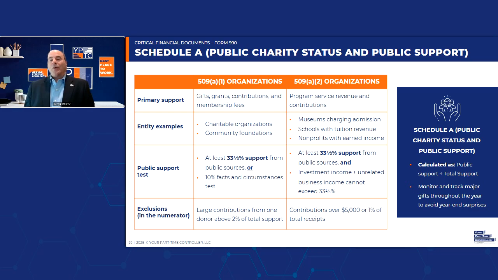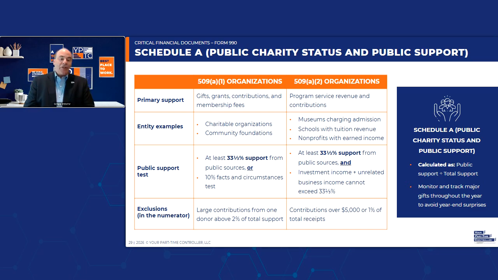Under our 501(c)(3) category from the IRS code, there is 509(a). There are (a)(1) organizations and (a)(2) organizations. For (a)(2) organizations, they have a higher level of earned revenue, so it's important to monitor reliance on investment income and unrelated business income, which generally need to remain below the 33 1/3% threshold.